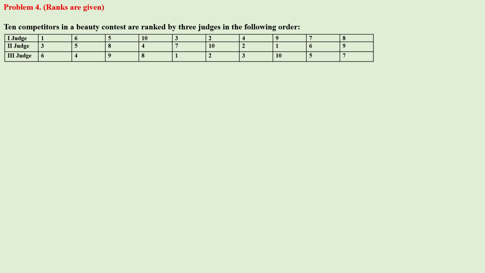So their ranks. First judge is given rank 1, 6, 5, 10, etc. Similarly, second judge has given rank 3, 5, etc. And similarly, third judge 6, 4. Given data are ranks.